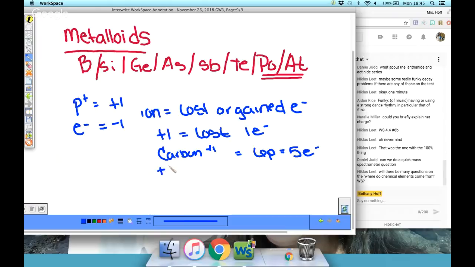We can have something with a negative. So let's say that we have something that has a -2 charge. That means that it gained 2 electrons. An example we can use for that, if we look at oxygen, and let's say that oxygen has a -2 charge, we know that oxygen has 8 protons because it has an atomic number of 8. Therefore, it is going to have 10 electrons.